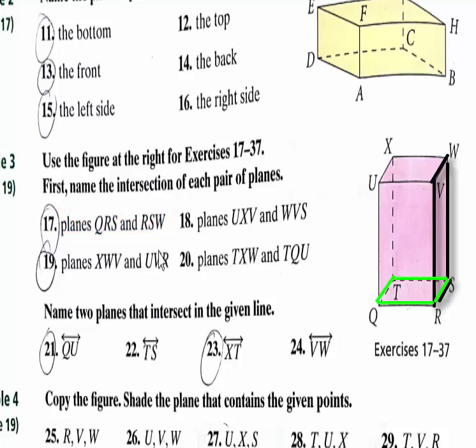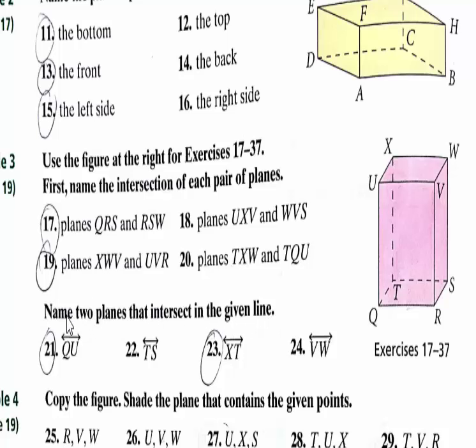You'll also notice the way that they chose their letters, that R and S are in both of the names of the planes. That's a clue that if they share those 2 points, they have to share the line that's created by drawing a line through the points S and R. The next part of the homework, and the final part, says name 2 planes that intersect the given line.